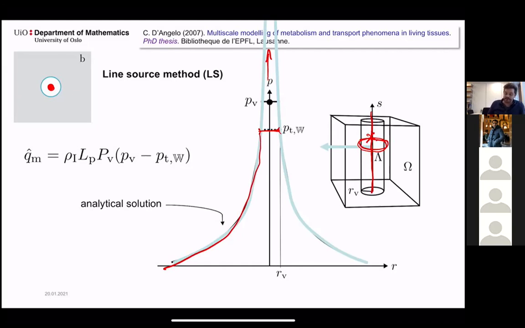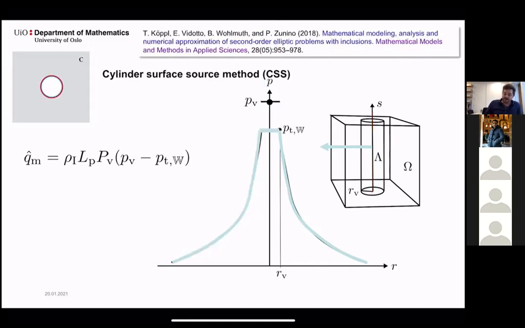It's not regular enough. So another solution that Tobias Köppel, Paulo Zunino, and others came up with is they say, now we do this a bit closer to the reality. Although our vessel is cut out, we actually distribute our source on the surface of the vessel at every point. So over the surface of the cylinder. And then we still do the same kind of average operator to estimate the 3D pressure in our exchange flux.